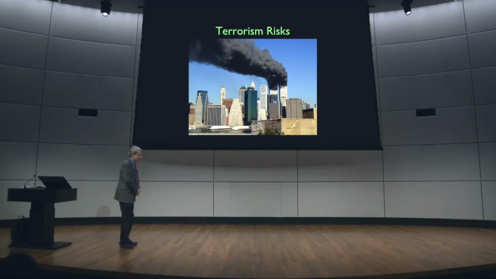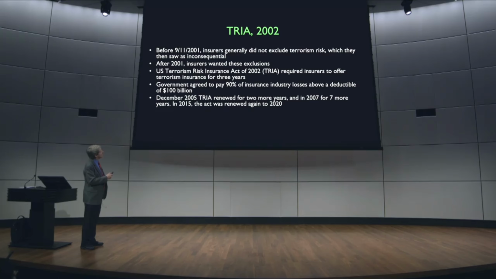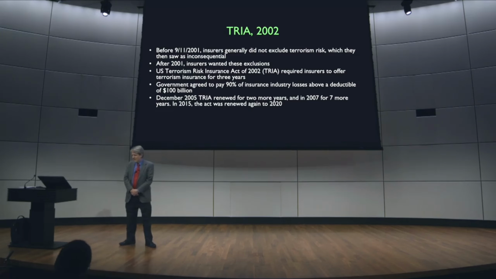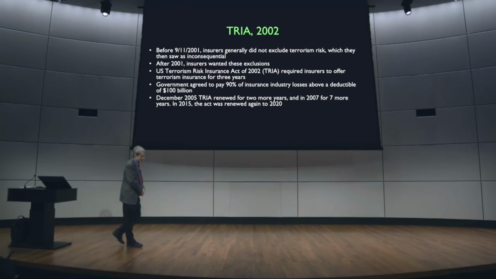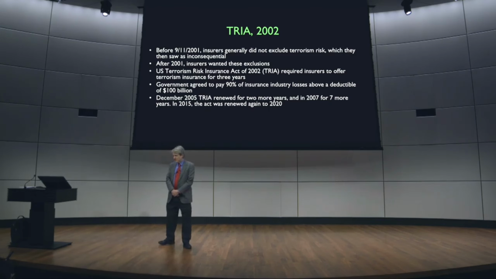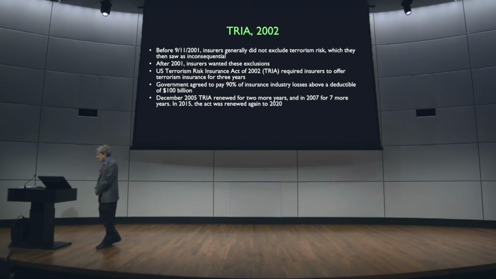And then finally, I want to talk about terrorism risks. Insurance policies have in the past generally not focused on terrorism risk. Before 9/11, 2001, most insurers did not exclude terrorism risk because they didn't think that it was even a risk. But after 2001, they started changing their policies to say that we don't cover terrorism. This led to a sense of frustration that this is a big risk that people are suddenly concerned about, and they can't buy insurance against it.